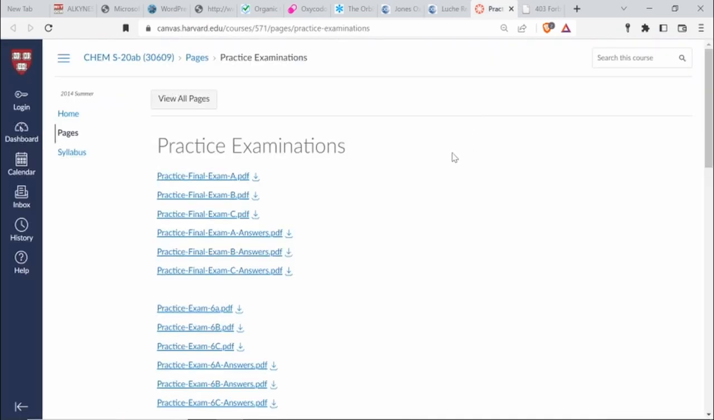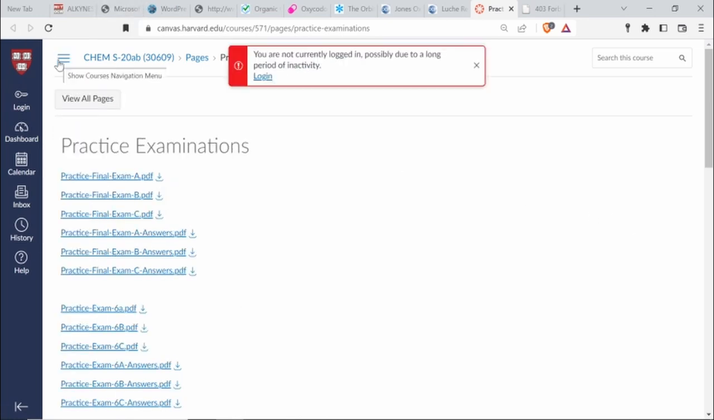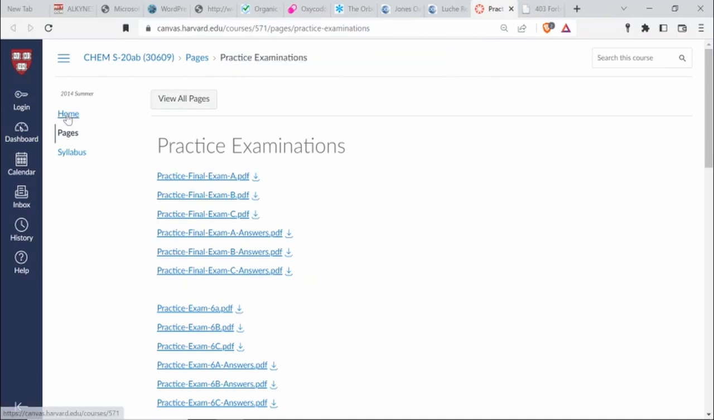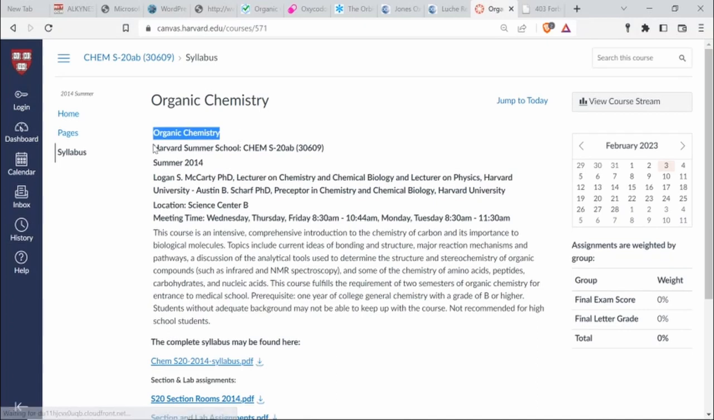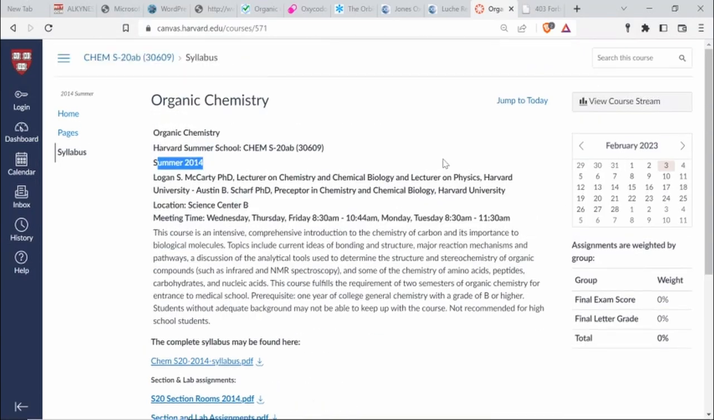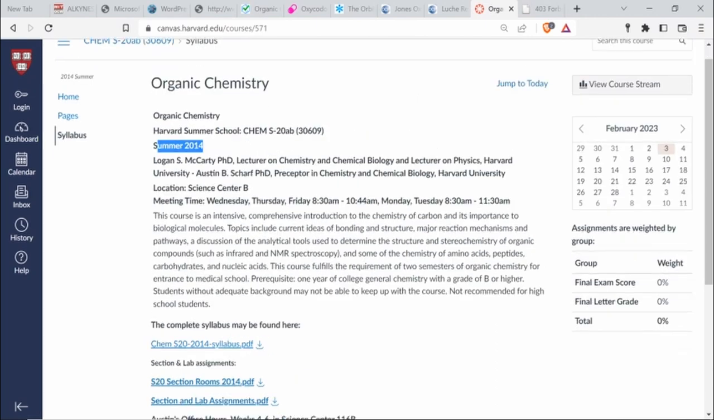And then this is what everyone's here for: the Harvard. I shit you not, I was genuinely surprised when I found this too. This is actually the Harvard, currently logged in, possibly due to long period of inactivity. Okay, so we go to home, and then you just see organic chemistry, Harvard Summer School. You can't make this up. I actually somehow pulled up the Harvard thing. Don't ask me how I found this. I have no idea how to find this.